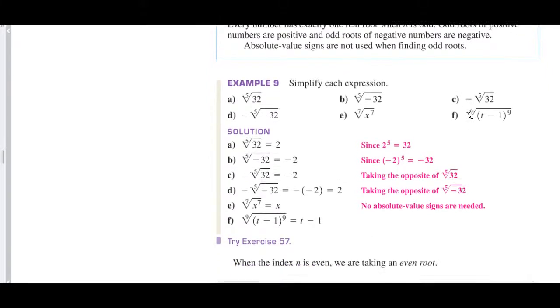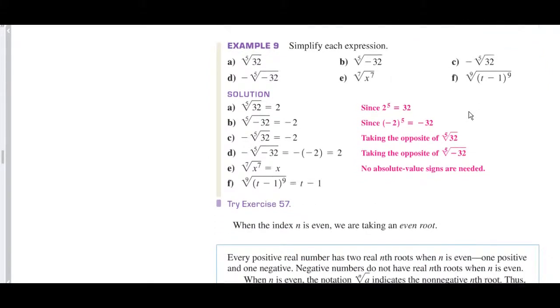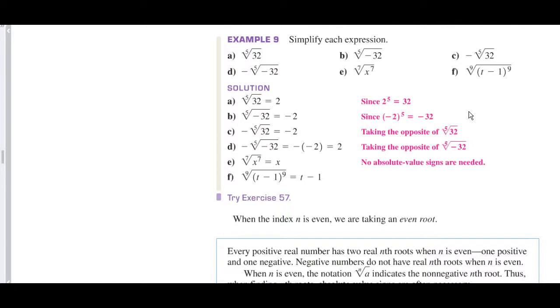So now let's just do some general examples here. And since they're all written out, let's just study them as we kind of look at them together. Now 32, believe it or not, is a perfect fifth. So that just becomes 2. Now because this is an odd number, a negative 32 is good as well. That's a negative 2. Now here it's the positive root, but because of the negative sign in front, whatever we get becomes negative.